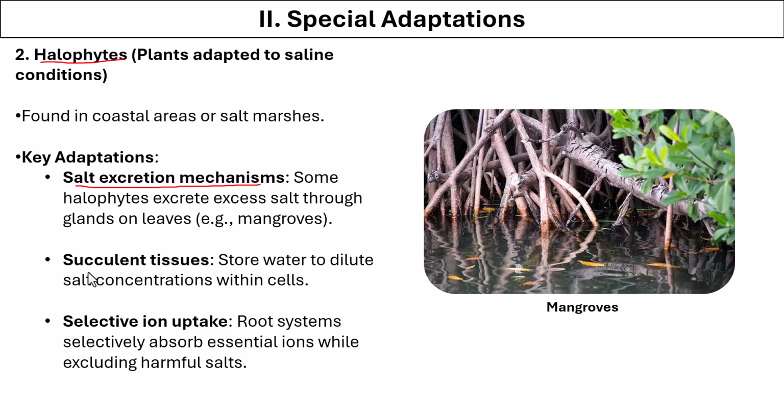So some halophytes have a mechanism of secreting or excreting excessive salt from glands on their leaves. Some of them are succulent, which helps them store water, and then water dilutes salt. Their root system has a selective ion uptake mechanism, because of which they only absorb essential nutrients or essential ions and exclude harmful salts. So the question for you here is, of the different halophytes that I have enlisted in this question related to halophytes, I want you to pick glasswort.